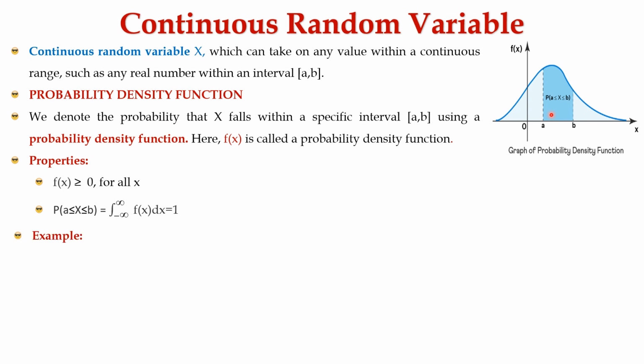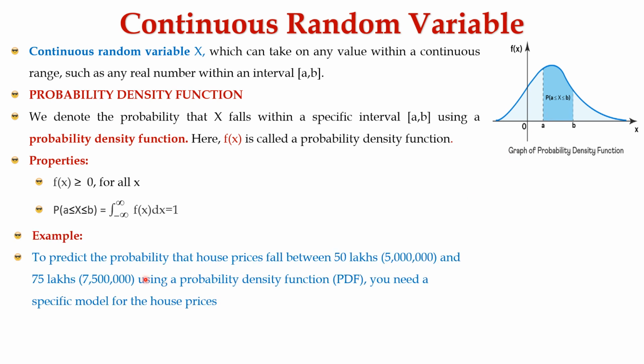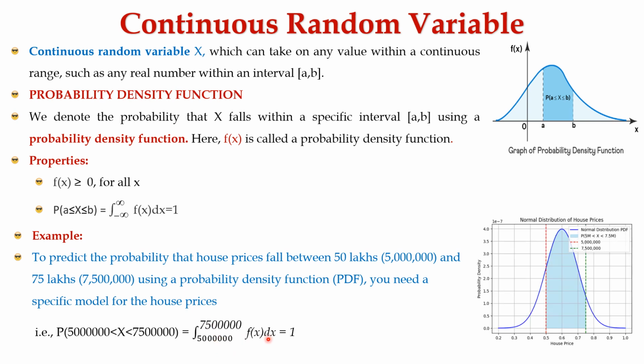Now let's have an example problem. To predict the probability that a house price falls between 50 lakhs and 75 lakhs using the probability density function, you need a specific model for house price prediction. So that is the probability of 50 lakhs less than x less than 75 lakhs, which is equivalent to the integral from 50 lakhs to 75 lakhs of f of x dx.